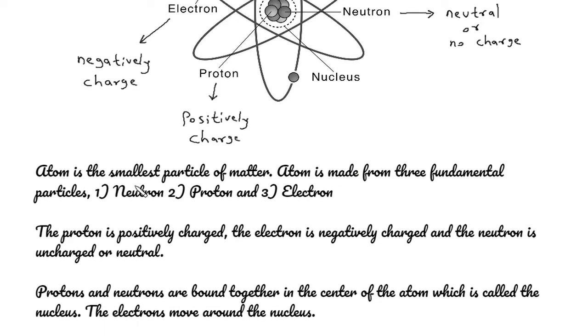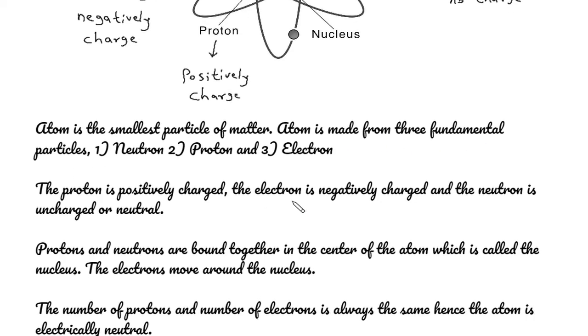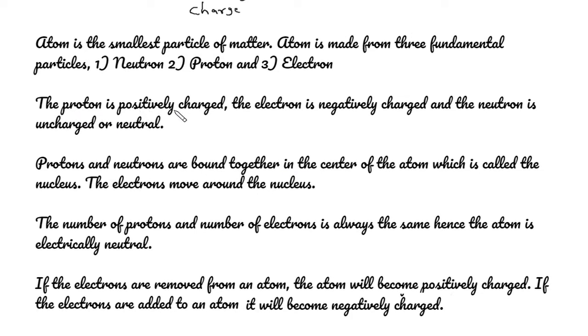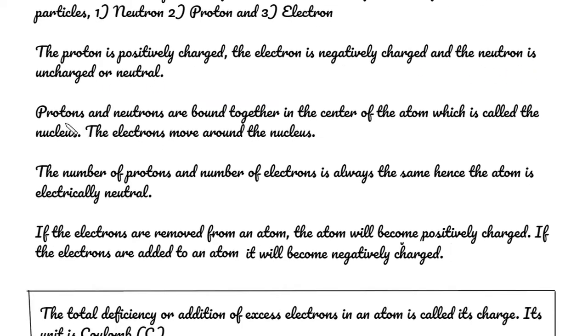An atom is the smallest particle of matter. An atom is made from three fundamental particles: neutron, proton and electron. The proton is positively charged, the electron is negatively charged and the neutron is uncharged or neutral. Protons and neutrons are bound together in the center of the atom, which is called the nucleus. The electrons move around the nucleus.